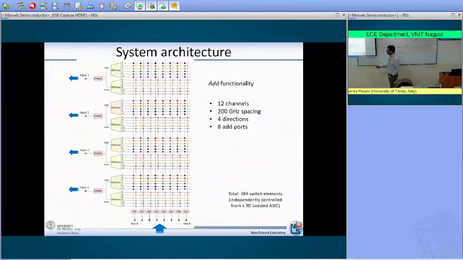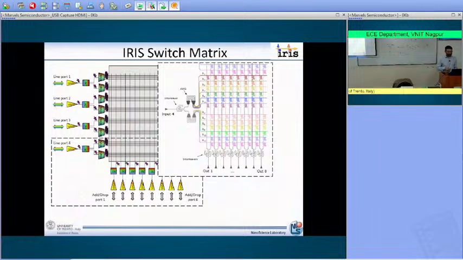Therefore, you have to have the possibility to add a wavelength to a given direction. Okay? And so this is the add function. We have to implement our system in order to be able to, on one side, add, and on the other side, drop any wavelength from any direction. This is the kind of function that we want to implement in this specific circuit. And so what we did was to design a proper circuit.